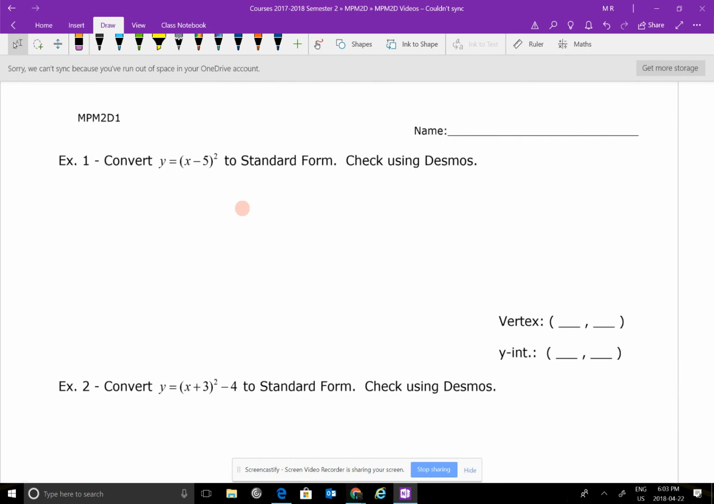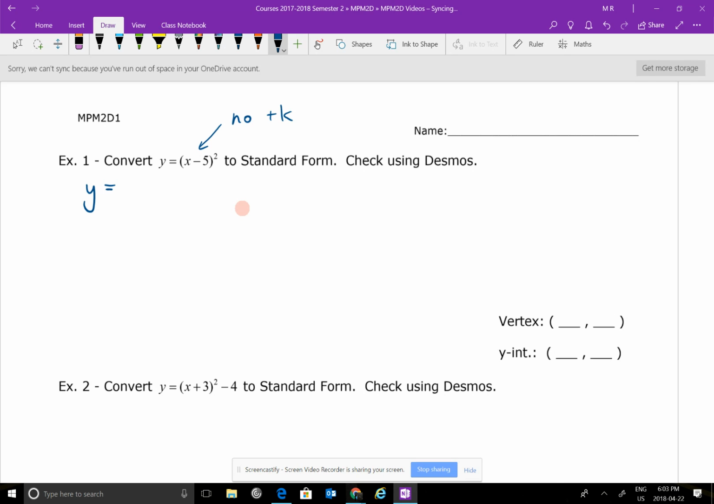Okay, so hopefully you had a chance to have a look at the marble slides activity and explore the vertex form a little bit. So let's have a look at some equations in vertex form. Here's one: y equals (x minus 5) squared. It's also considered to be in factored form because there's no plus k outside, so it could be looked at as factored form. But let's convert this into standard form.